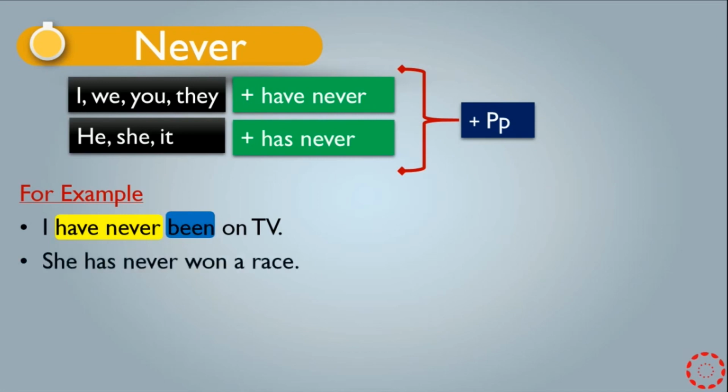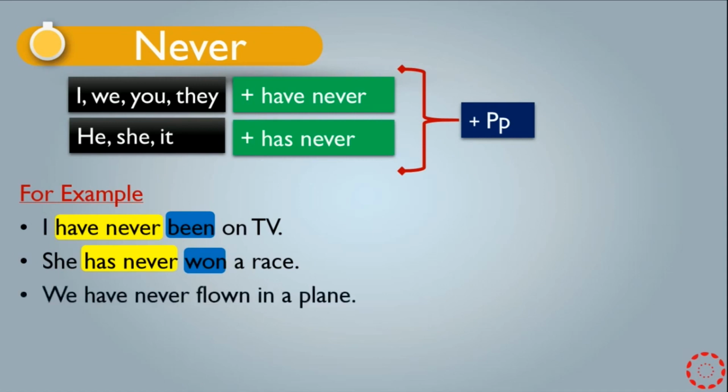Another example. She has never won a race. We have has never. Why? Because my subject is she, or we can say the third person singular. After have never or has never, I have the past participle, which is won. Won is the past participle of win. So you have to know about all those things. She has never won a race.